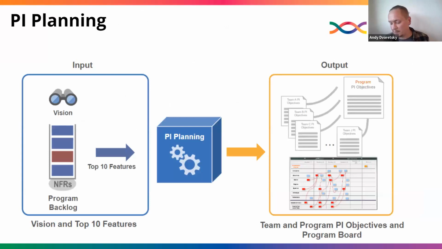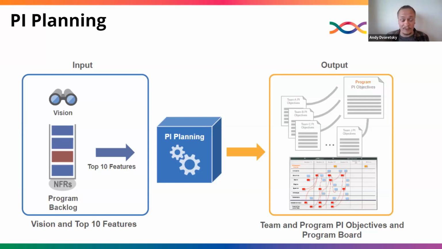PI planning, planning interval planning, program increment planning. SAFe used to say that this is the most important piece of magic in the entire framework. So this blue box converts the input into the output. The input is the vision, the business vision, technical vision, product vision, and the backlog, which we just prepared.